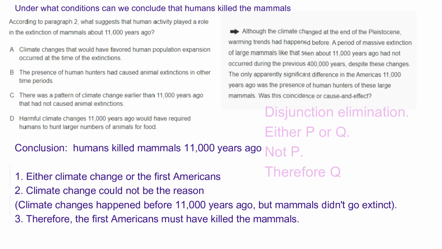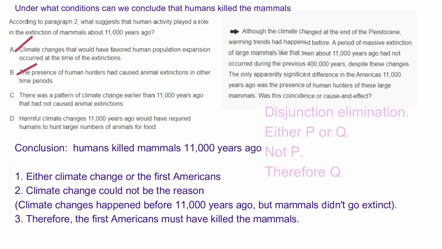To arrive at the conclusion that humans killed all the mammals, we need to eliminate the rival hypothesis, which is climate change. A. Climate changes that would have favored human population expansion occurred at the time of the extinctions. Option A is not it. B. The presence of human hunters had caused animal extinctions in other time periods. Option B is not it. C. There was a pattern of climate change earlier than 11,000 years ago that had not caused animal extinctions. Option C is what we are looking for.